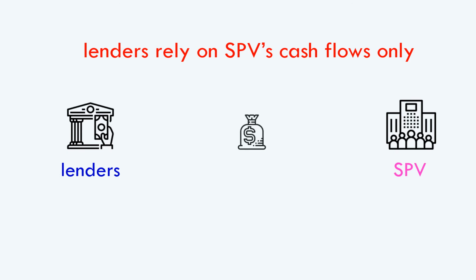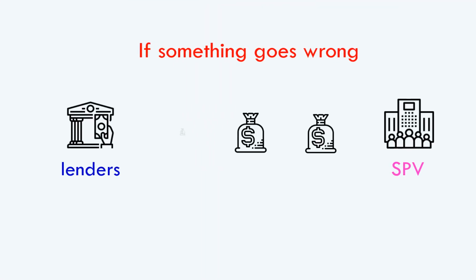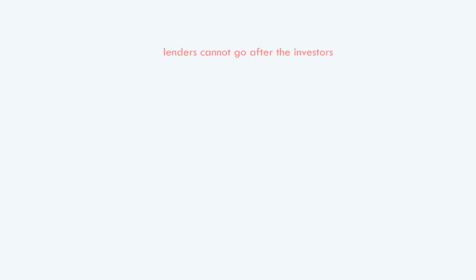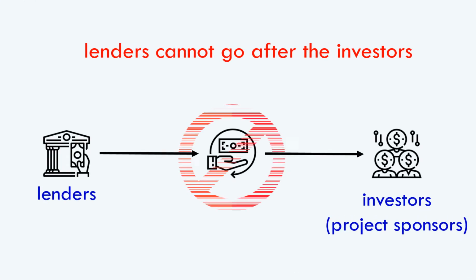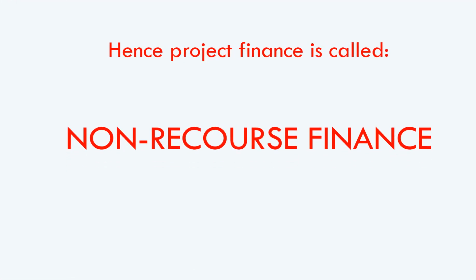As we pointed out, the assets and cash flows of the project are isolated, and therefore lenders rely on the project's cash flows only. In case something goes wrong and project cash flows shrink, resulting in the SPV not being able to service the debt, the lenders cannot go after the project sponsor's other assets. Therefore, project finance is called a non-recourse financing. Lenders have no recourse to the project sponsors' other assets.